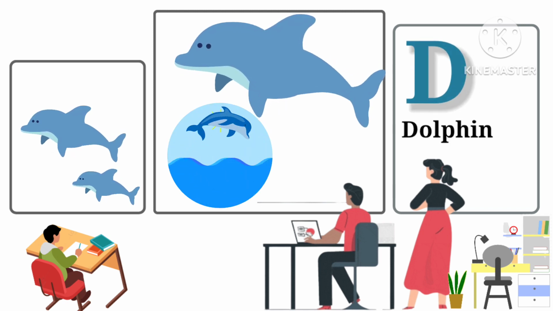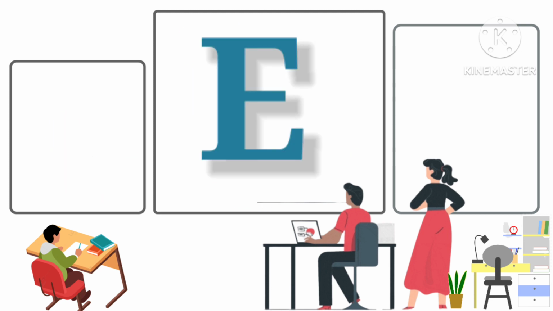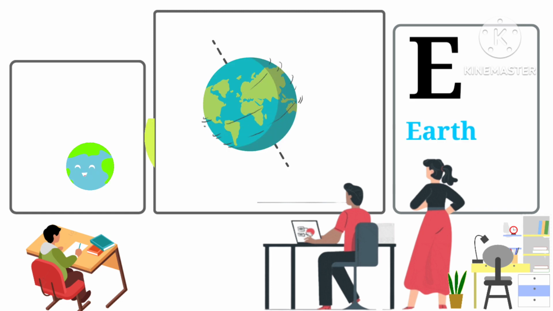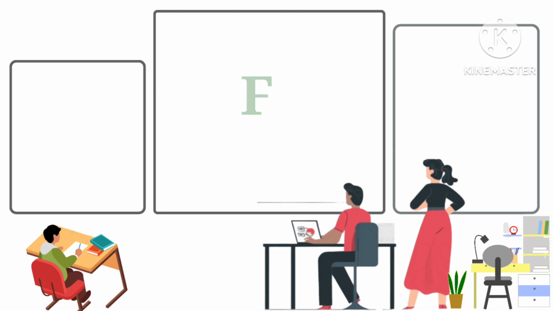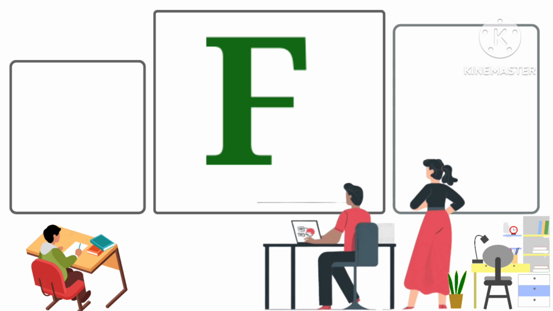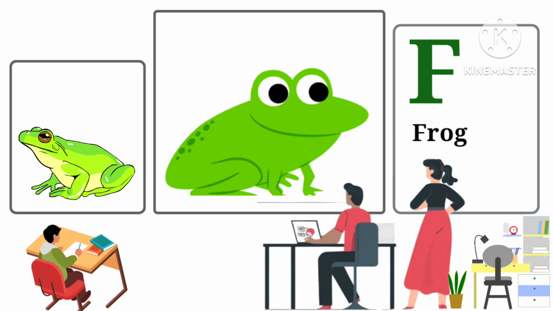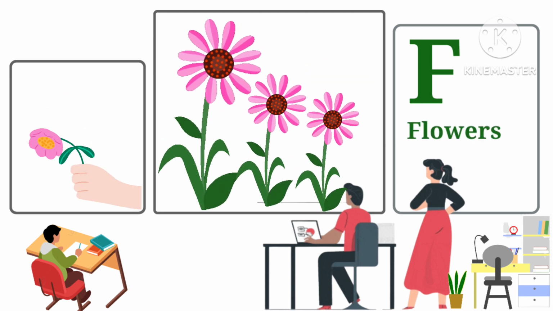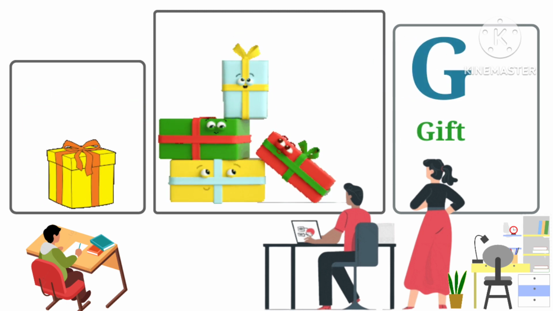D for dolphin. D for dinosaur. E for earth. E for emotions. F for frog. F for flowers. G for gift.